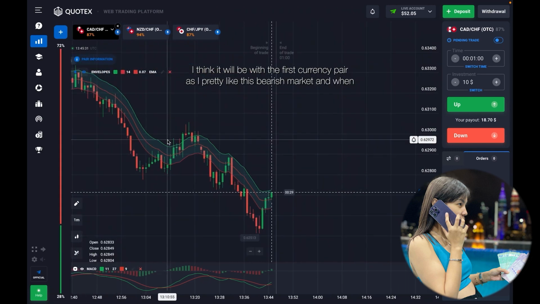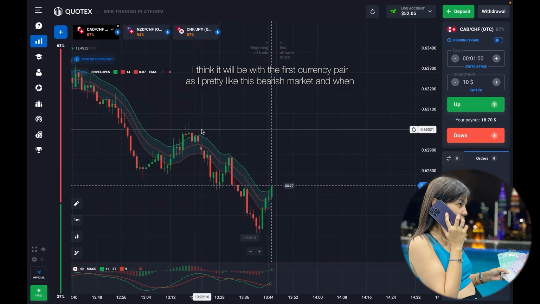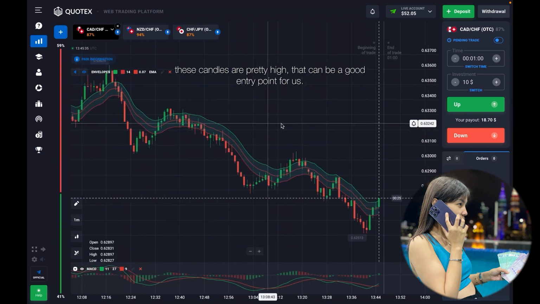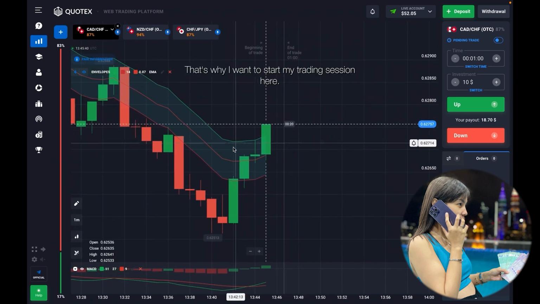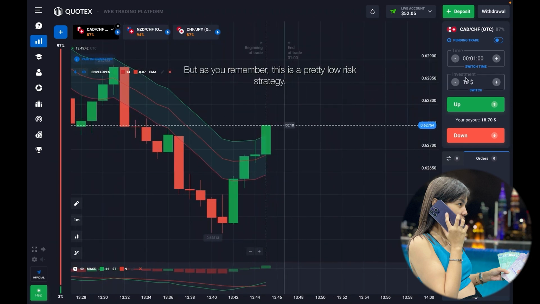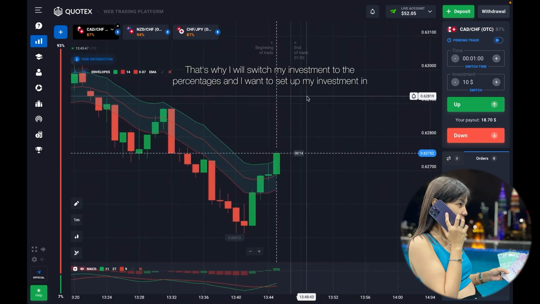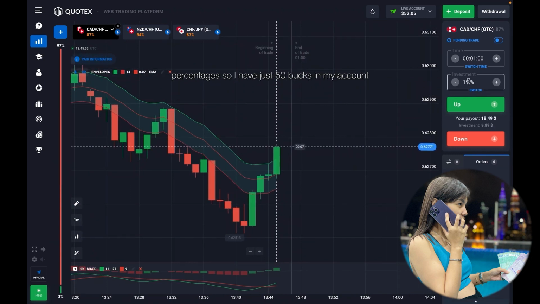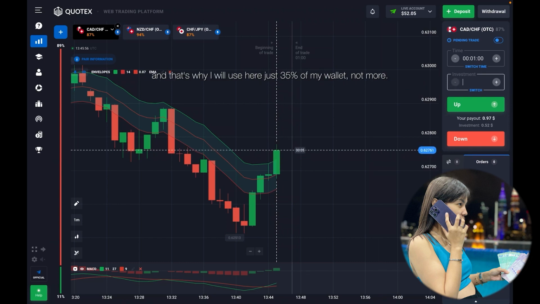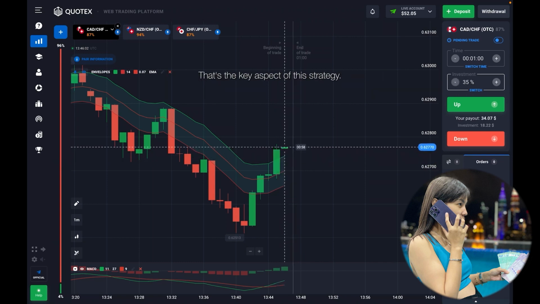I think it will be with the first currency pair. It's a pretty bearish market, and when these candles are pretty high, it can be a good entry point for us. So this is why I want to start my trading session here. But as you remember, this is a pretty low risk strategy, so I will switch my investment to percentages. I have just $50 in my account, so I will use just 35% of my wallet, not more. That's a key aspect of this strategy.